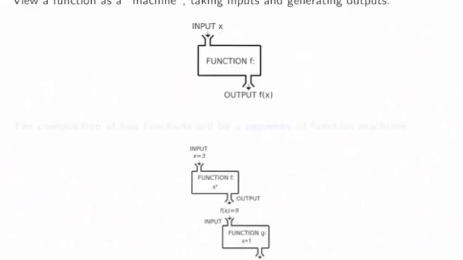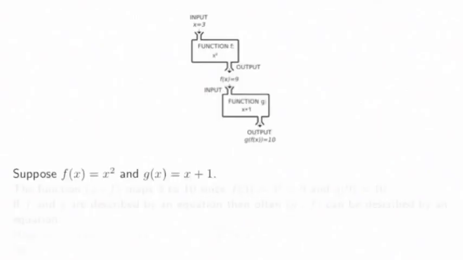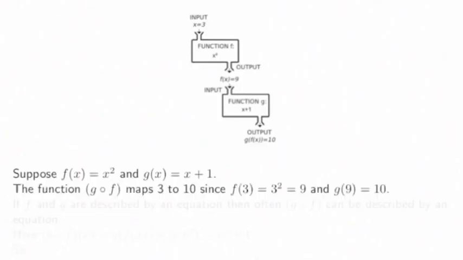We can view a function as a machine, taking inputs and generating outputs, as we see in the top figure. Drop in x, out comes f of x. The composition of two functions is a sequence of function machines. Let's look at an example. In this case, when we drop x into the function f, we get out x squared. And when we drop x into the function g, we get out x plus 1. The function g composed with f will map 3 to 10 because f maps 3 to 9 and g maps 9 to 10.